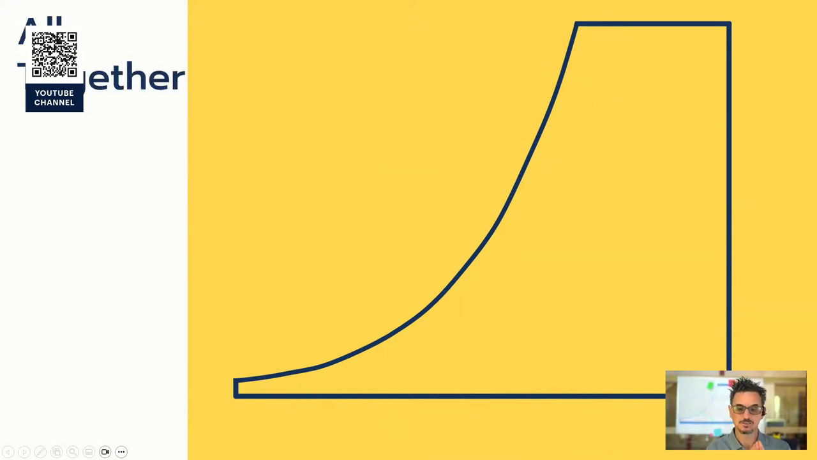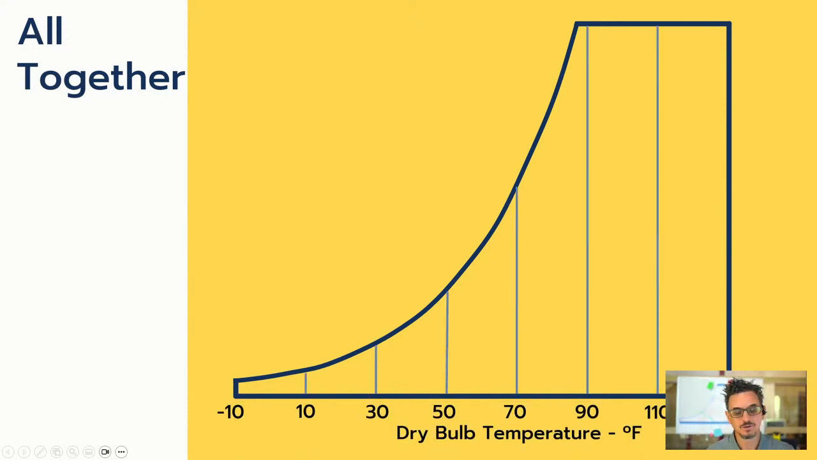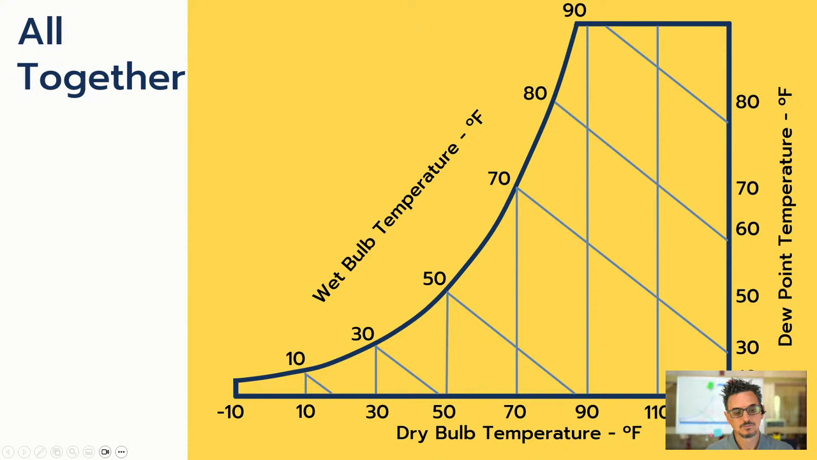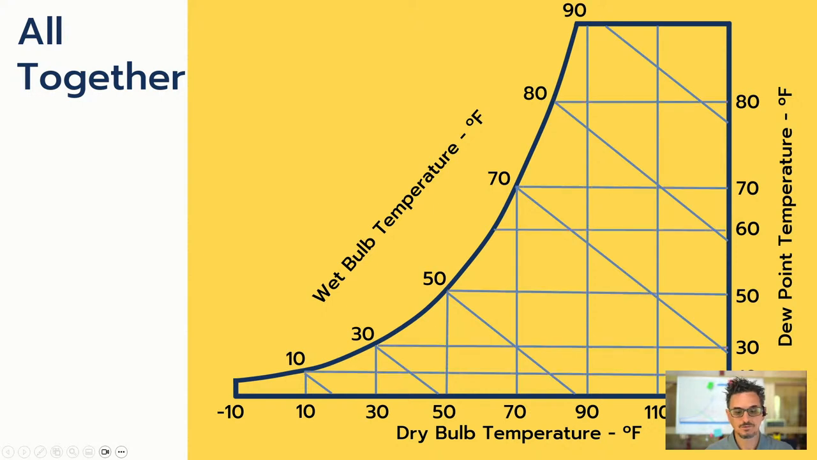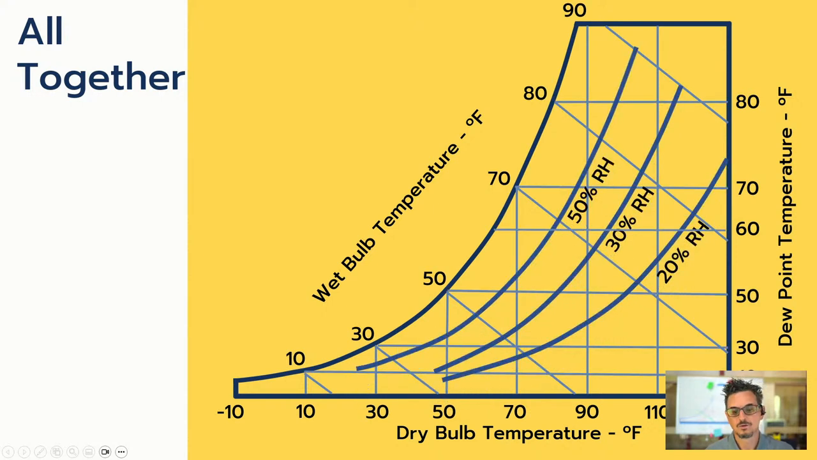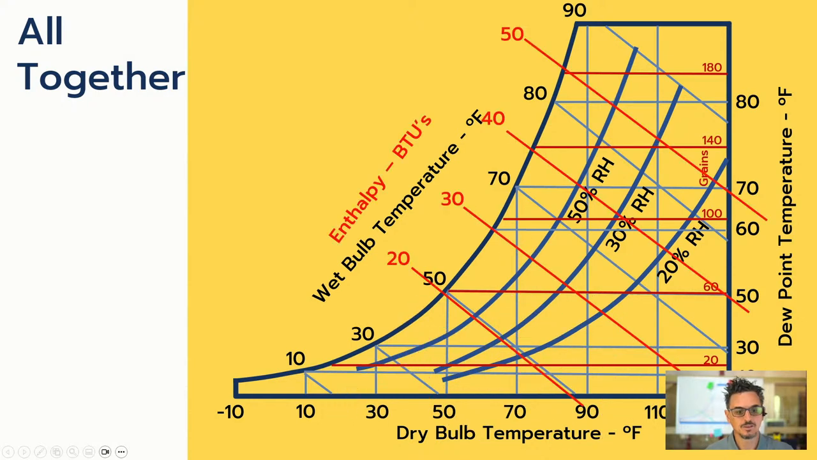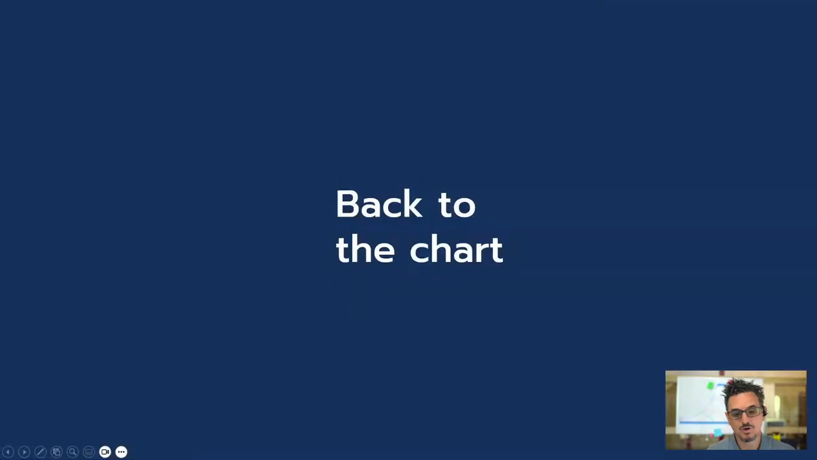We've got all these properties of air. Now we're going to overlay them on top of each other, right? So let's go ahead and put in the dry bulb lines, the wet bulb lines. Let's overlay the dew point lines, the relative humidity curves, the grains of moisture, and the enthalpy. Okay, so that's how you get the psychrometric chart, right? That's a very basic way to show how this is built.